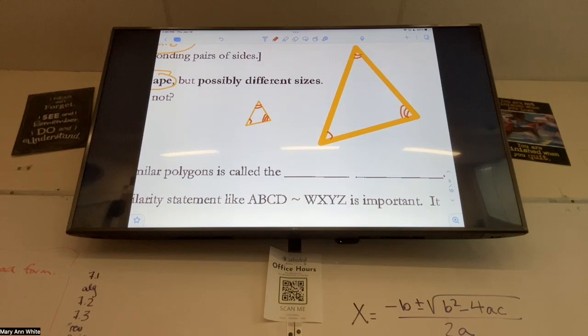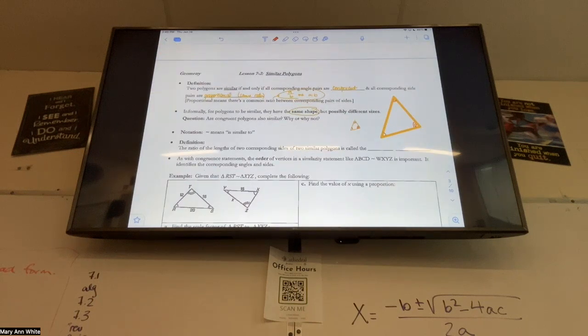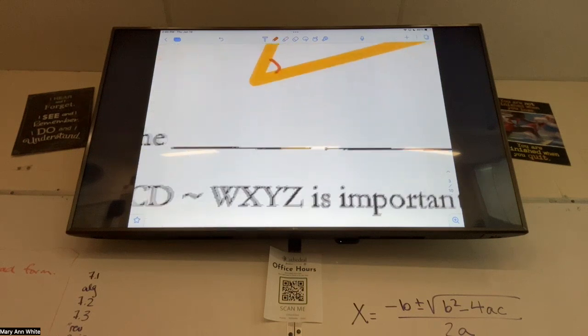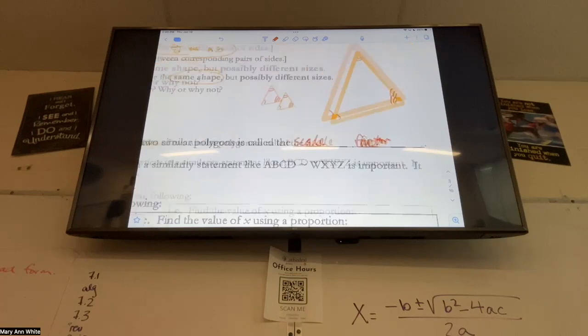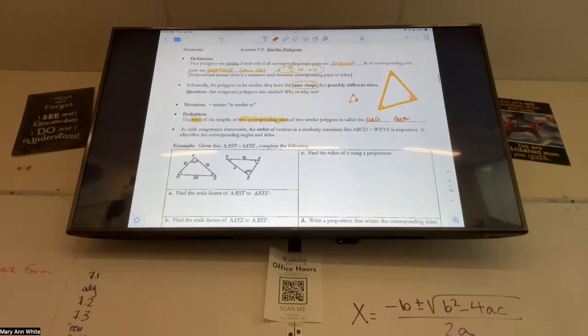That gets into my next part. There's a name for that common ratio between these triangles. The ratio of the lengths of the two corresponding sides of the triangle, the ratio of the two corresponding sides, is what we call the scale factor. Scale factor. You could graph these. You could do scale factors. We're not really doing any coordinate plane graphs right now.